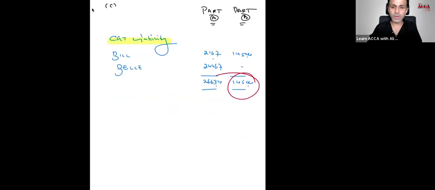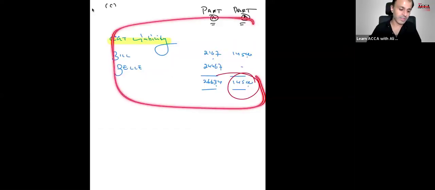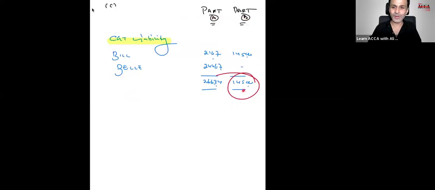Definitely this one, because this has resulted in less tax paid by both combined. If you look from the perspective of Bill, he will prefer to go with part A, meaning he will prefer to obtain the gift holdover relief because this will result in him paying less tax. If he goes with part B, he will end up paying more tax. But from the daughter's perspective, she will opt for part B because she ends up paying no tax. But overall, the preferred option is option B because this will save tax for both overall. That is what this part was requiring us to comment on. By making a table of this, your conclusion will be spot on.